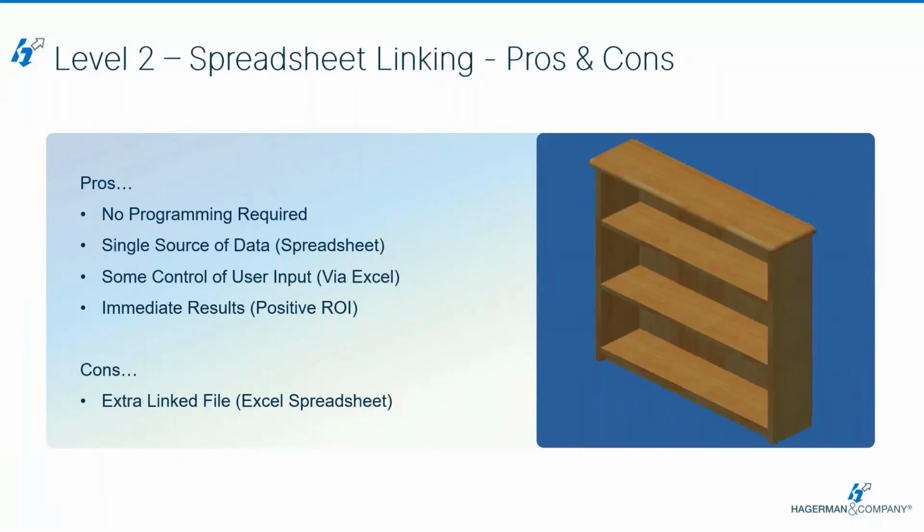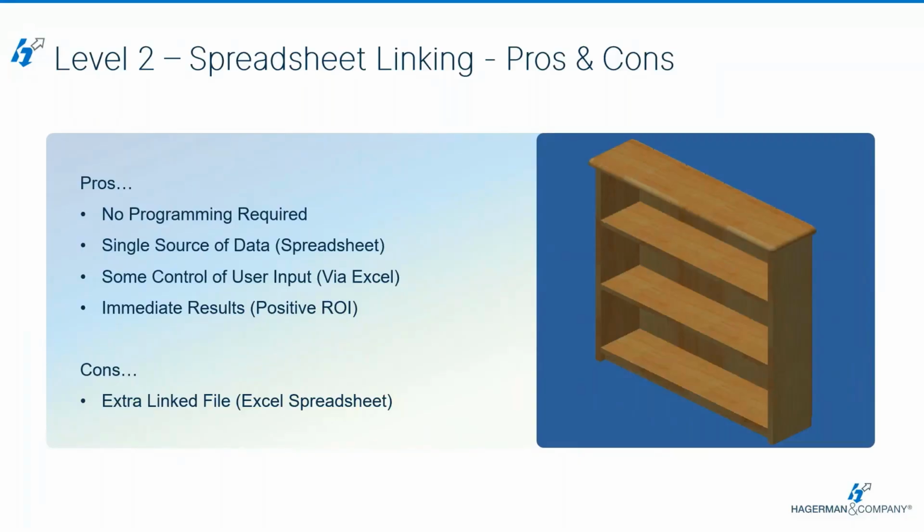Let's look at level 2, linking to a spreadsheet. What are the pros and cons there? Pros, we're still not into iLogic, so no programming required. It is a single source of data used with all the parts. We're all comfortable with spreadsheets. Some control of user input. So I did a pick list, but I did it with Excel, not Inventor. Just a different place. Are the results immediate? I believe so. Linking parts to a spreadsheet is very easy from what you gain on the back end. Definitely a positive return on investment.